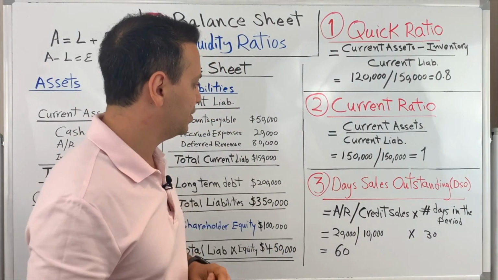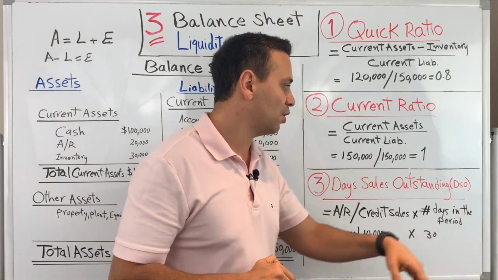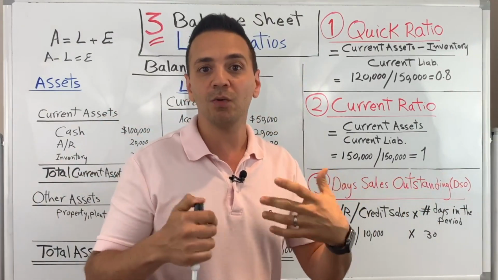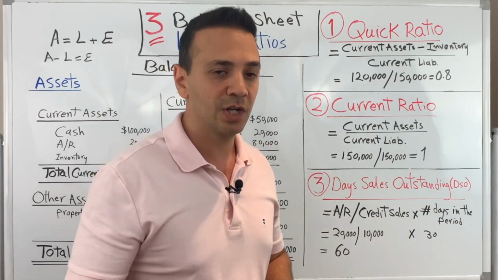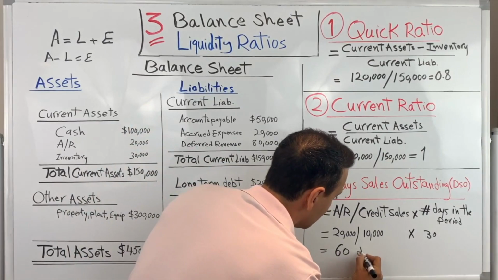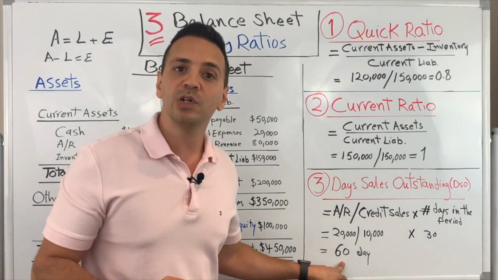And the third metric or financial ratio that we're using is days sales outstanding, or DSO. Days sales outstanding refers to how long the company takes to convert its sales into cash. This is expressed in days, and you want this number to be as low as possible, ideally less than 45 days.